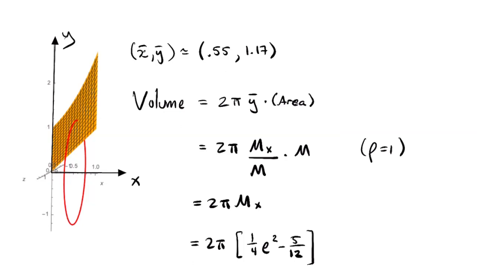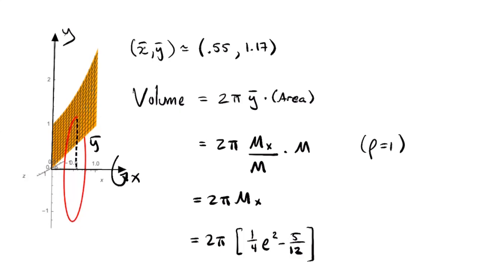And then I've tried to show you in the depth of the picture here the centroid, whose location we marked was 0.55, 1.17 to some decimal approximations. So this is the path that the centroid is going to travel if I'm rotating this region around the x-axis. And what is the distance that the centroid is going to travel? Well, it's a circle of radius y bar. So Pappus's theorem says I should take 2 pi times y bar times the area of that region.